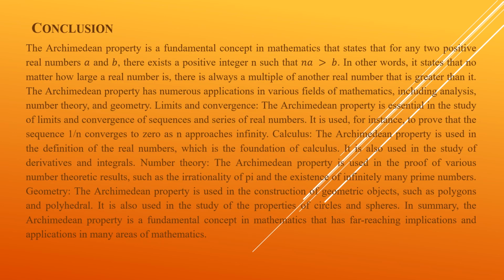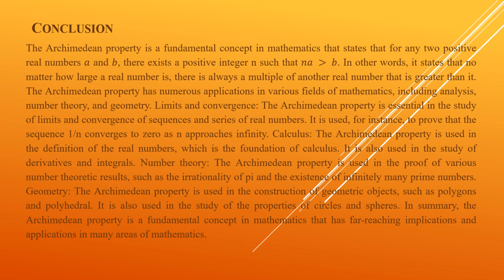The conclusion. The Archimedean property is a fundamental concept in mathematics that states that for any two positive real numbers a and b, there exists a positive integer n such that na is greater than b. In other words, no matter how large a real number is, there is always a multiple of another real number that is greater than it.